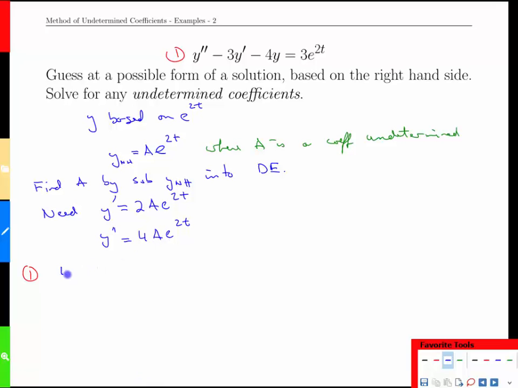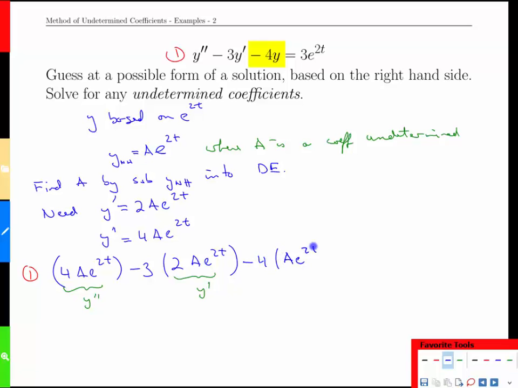We're going to have 4A e to the 2t, that's our y double prime, minus 3 times the first derivative, 2A e to the 2t, that's our y prime, minus 4y, which is just A e to the 2t. And what we expect is somehow these are going to cancel out and leave exactly what the equation told us we had to have it equal, which is 3 e to the 2t.